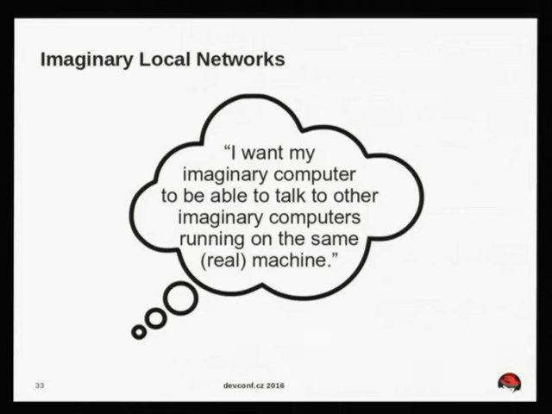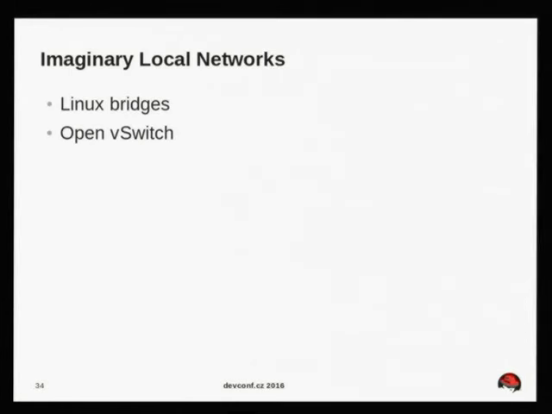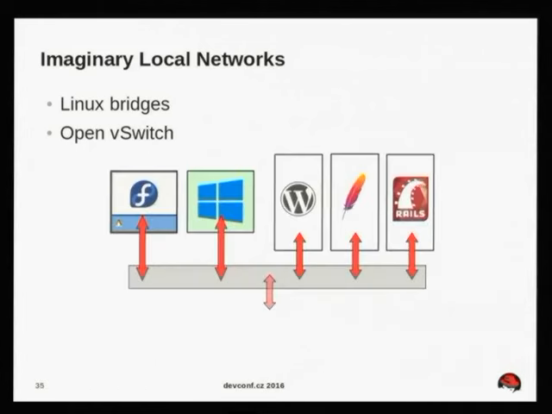Okay, so we have an imaginary computer with an imaginary network card. Now we need to be able to talk to other imaginary computers. There are two basic ways that people do this, using Linux bridges, which is the more basic, the older technology, or using Open vSwitch. Either way, the idea is basically the same. You have a bunch of VMs or a bunch of containers, and they're all connected to a bridge, which lets them talk to each other, and possibly the bridge is connected to the outside world somehow.